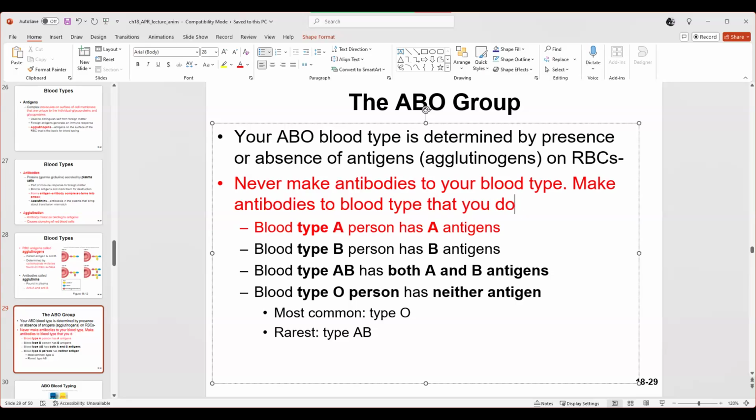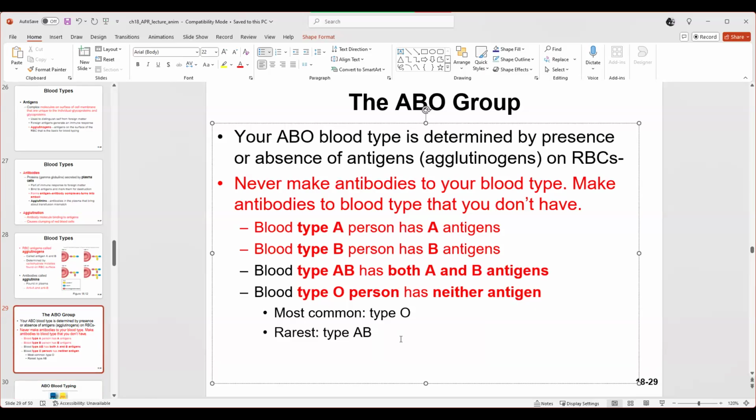That you don't have. So a type A person has A antigens and B antibodies. A type B person is going to have type B antigen and A antibodies because you have antibodies to what you don't have. Type AB has both A and B antigens on all their red blood cells. That means they make no antibodies. Type O has neither, and because of that, they are going to make antibodies to A and B.